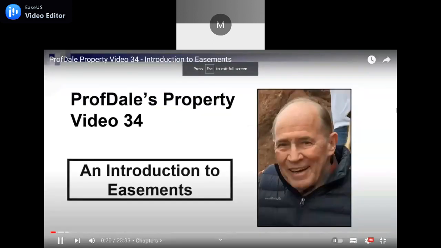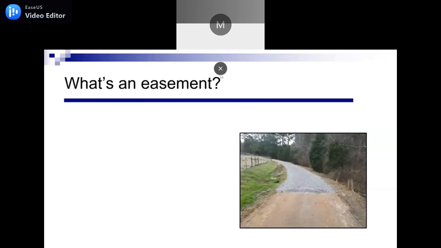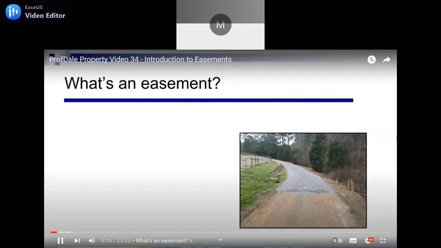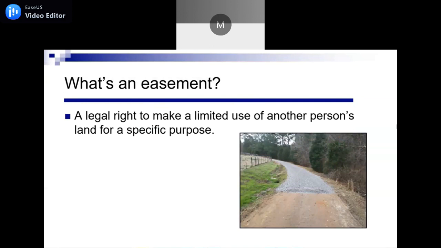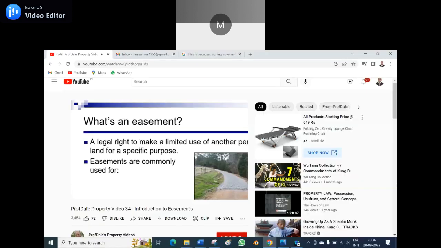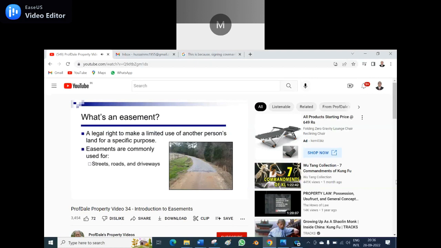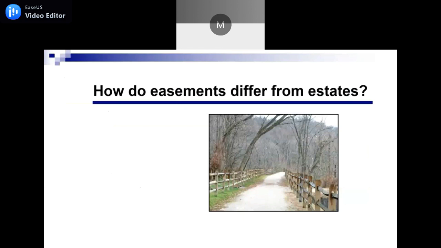In this video, we're going to cover an introduction to the law of easements. So what is an easement anyway? Well, an easement is a legal right to make a limited use of another person's land for some specific purpose. Easements are very, very common. They're commonly used for things like streets, roads, and driveways, for electric, water, sewer, and other utility lines, for recreational activities, and for the flowage of watercourses. Those are all typical easements.